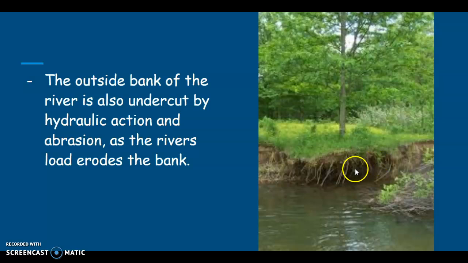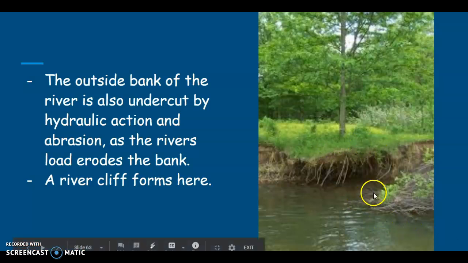And here we have the outside bend of a river with erosion having happened. Hydraulic action has undercut the bank and left a river cliff. So if somebody was to stand here where it is undercut, it could collapse into the river quite easily.